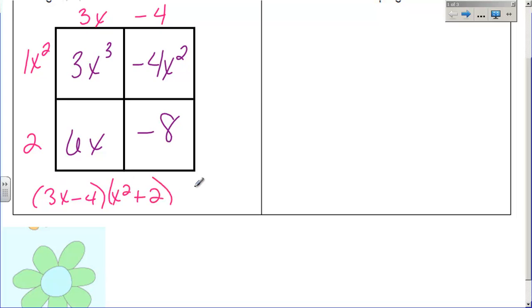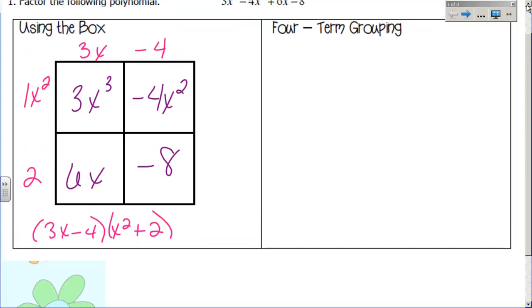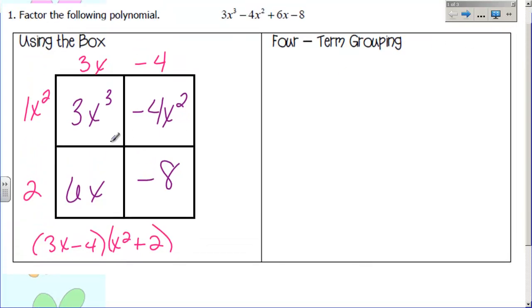If you want to keep the 1 in front of the x, that is fine, but those are the two factors for that problem. Now the grouping method is just like the box method, just written out in a long pretty little line instead of in a box. So here's what the grouping method looks like. You have your polynomial, and just like the name of it says, we're going to group. So we're going to group these first two together, and we're going to group the second two together.